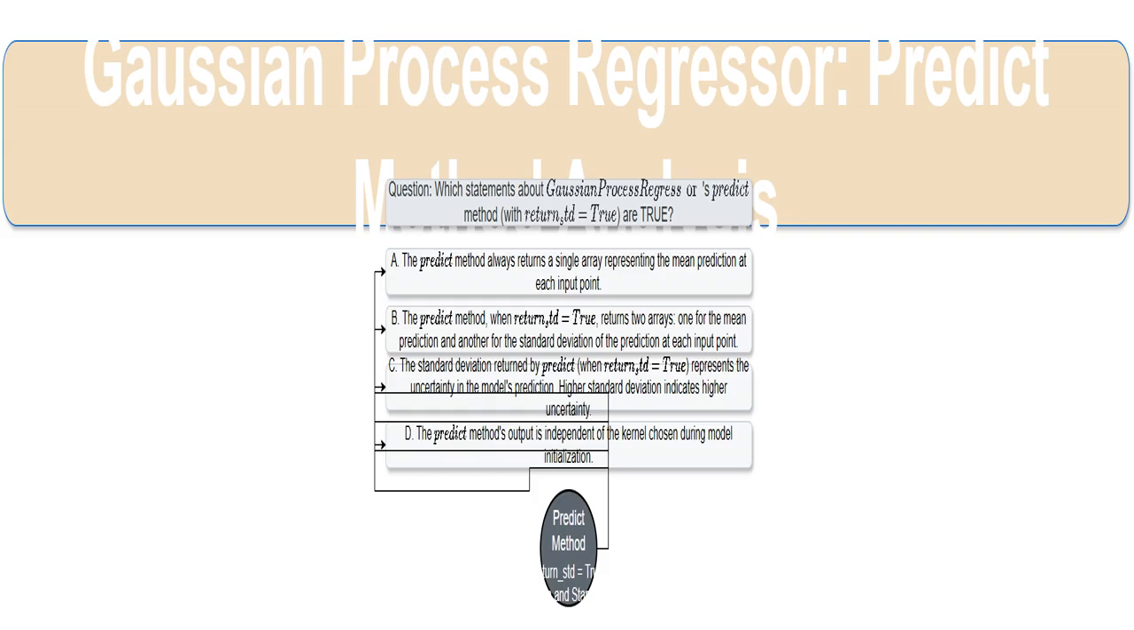This section's title indicates we're diving deep into how the scikit-learn GaussianProcessRegressor works, specifically focusing on its prediction method. I'll explain what the predict method does and how to interpret its results.